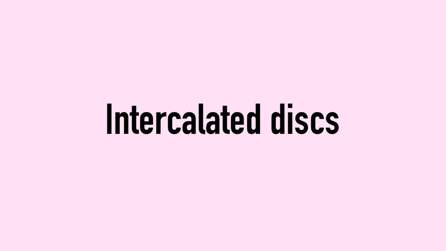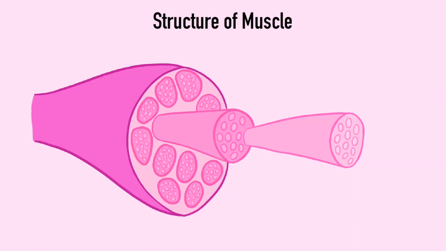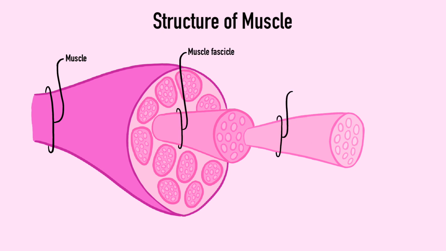Another feature of cardiac muscle that you can see already at this magnification is intercalated discs. But before we talk about intercalated discs, let's quickly review the structure of muscle. We'll start with the biggest structure called muscle. The muscle consists of multiple muscle fascicles. Now, muscle fascicles consist of multiple muscle fibers.